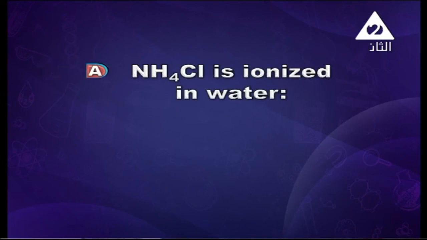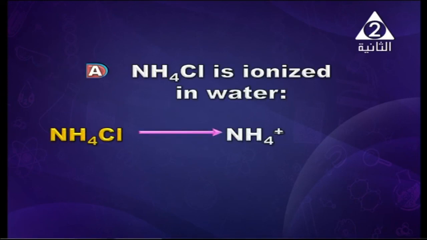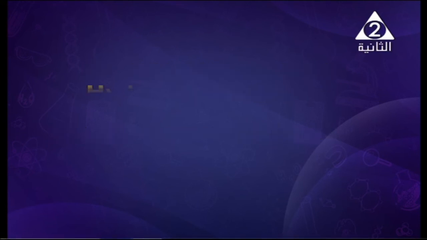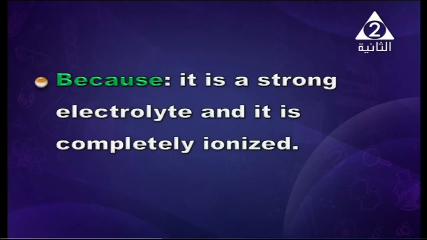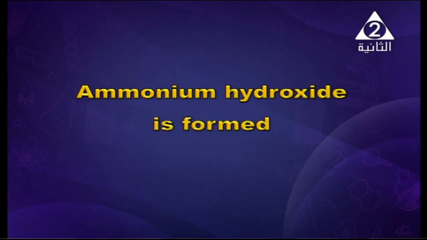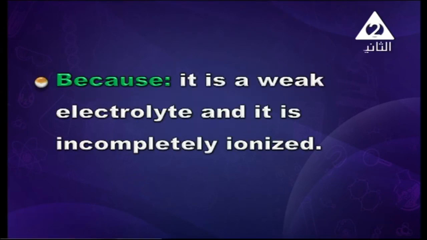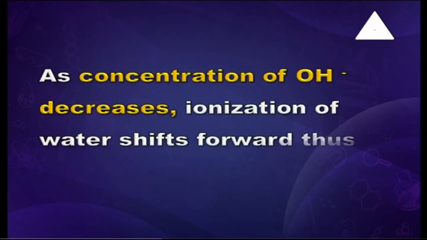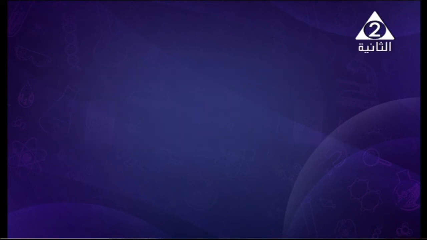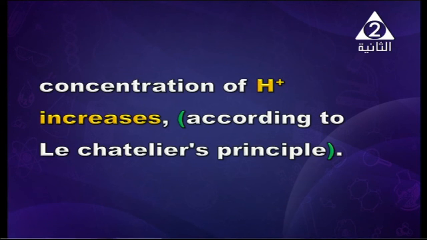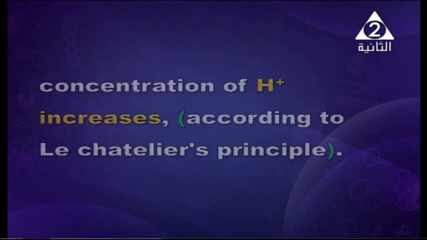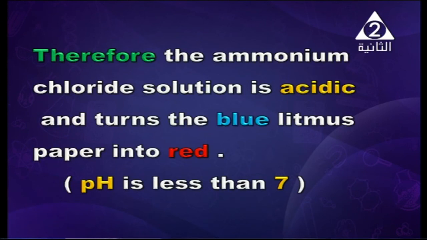As the ammonium chloride is ionized in water into ammonium ion and chloride ion, we find that hydrochloric acid is not formed, as it is a strong electrolyte and completely ionized. Ammonium hydroxide is formed, as it is a weak electrolyte and incompletely ionized. So the concentration of hydroxide ion decreases and the ionization of water shifts forward. Thus, the concentration of hydrogen ion increases according to Le Chatelier principle. Therefore, my dear student, ammonium chloride is acidic and turns blue litmus into red as pH is less than 7.